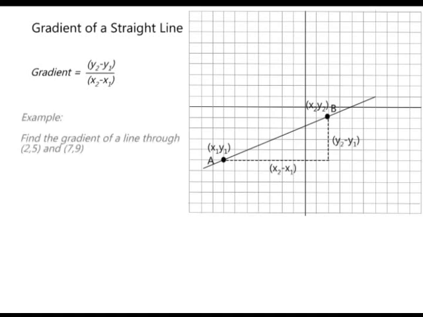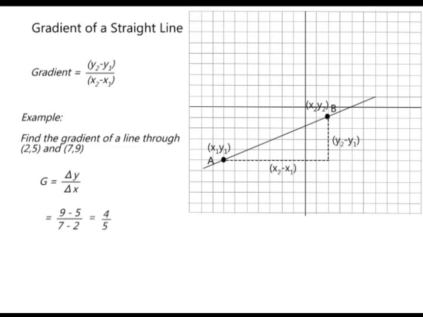For example, find the gradient of a line passing through the points (2, 5) and (7, 9). The solution: we know gradient is change in y over change in x. 9 minus 5 over 7 minus 2 gives us 4 over 5.